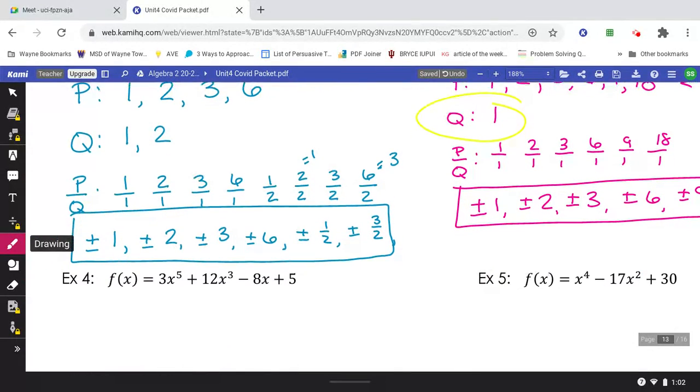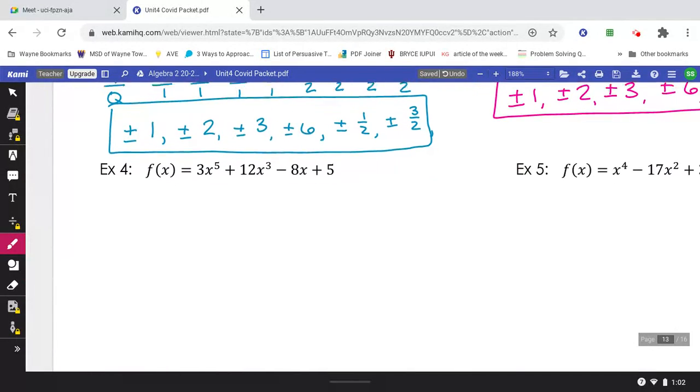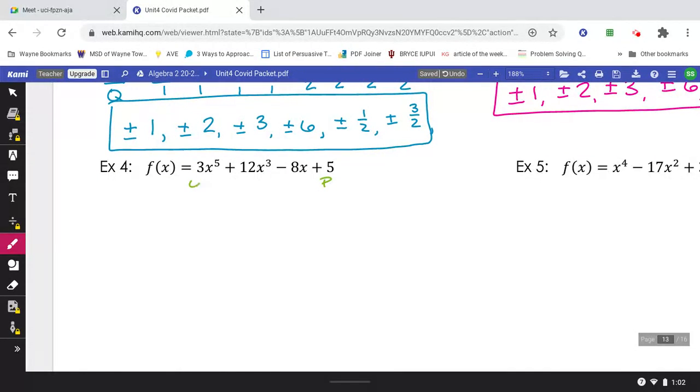Let's take a look at example number 4. P would be the 5, Q would be the 3. Numbers that multiply to 5, there's not many, just 1 and 5. Things that multiply to 3, again, not many, just 1 and 3. So you take your list of P numbers, 1 and 5, and you divide it by the first one. And you take the 1 and the 5 and divide it by the second, the 3.